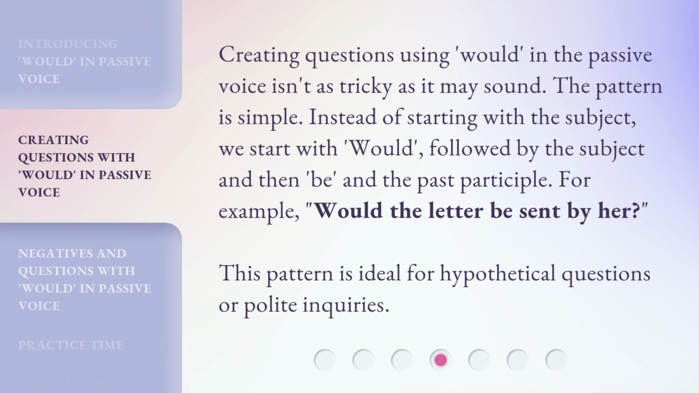Creating questions using would in the passive voice isn't as tricky as it may sound. The pattern is simple. Instead of starting with the subject, we start with would, followed by the subject and then be, and the past participle. For example, would the letter be sent by her? This pattern is ideal for hypothetical questions or polite inquiries.